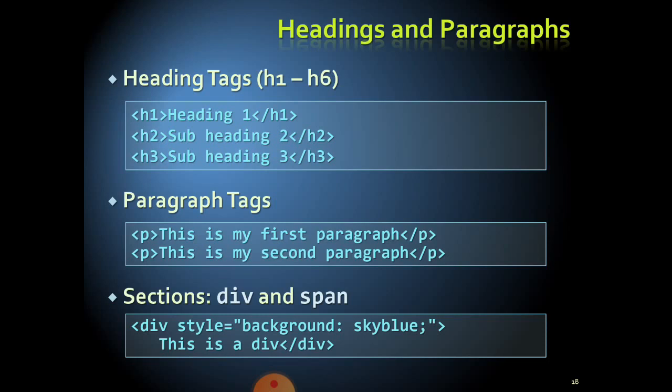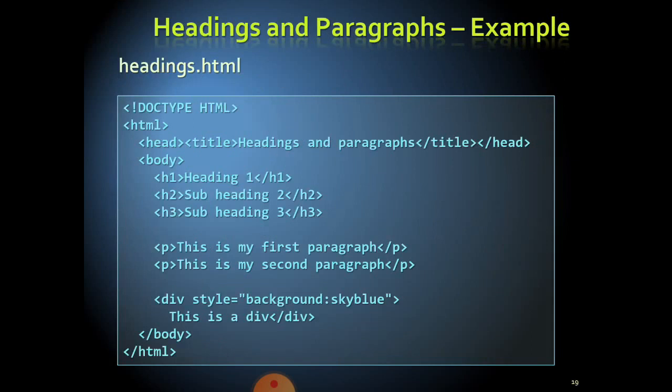Also in sections we have the div and span tags, and we also have the style attribute. In this style we give the background color. Here I am giving background equal to sky blue. This is a div, this is the text I am giving, this is a div. The same we have written in the HTML program.